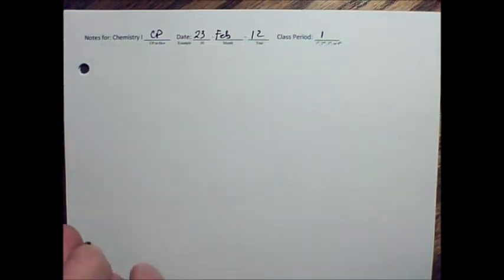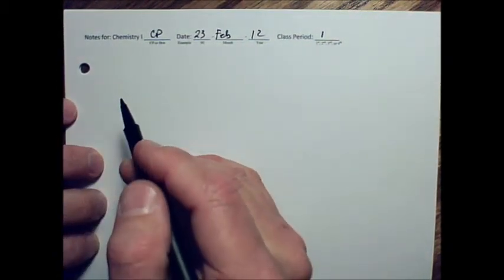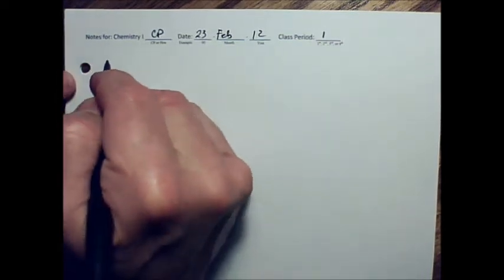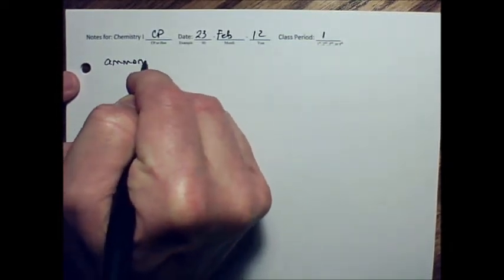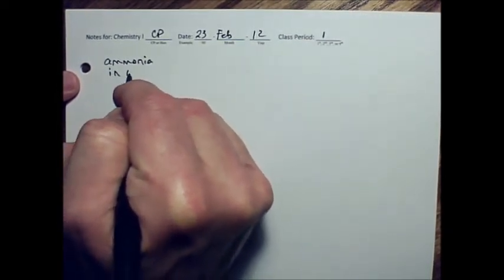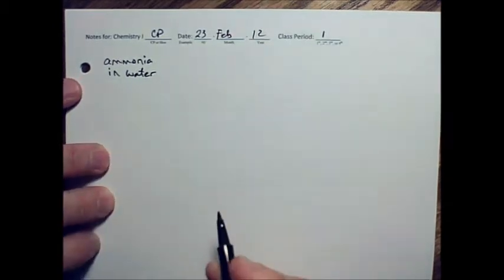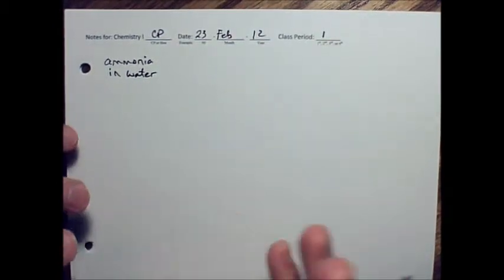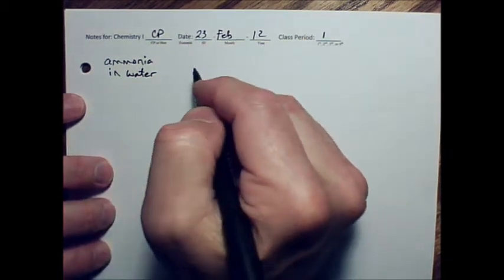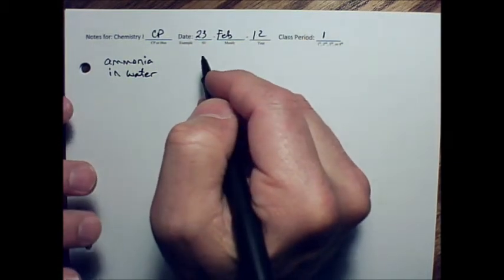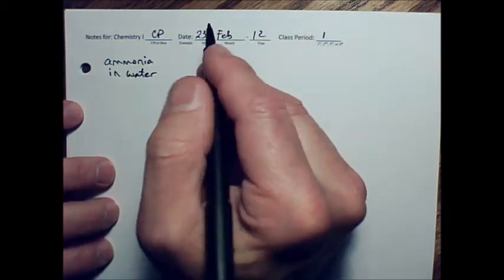What we had with ammonia in water, we have a two-stage sort of process. Okay, you have to know both of these reactions to understand what's going on. Now, let's start with water. Water goes through what's called autoionization.